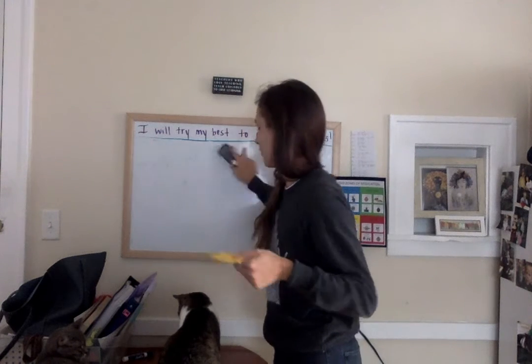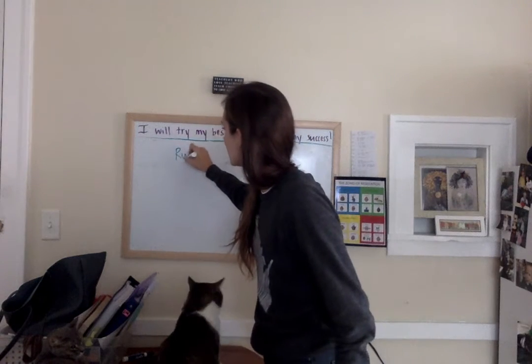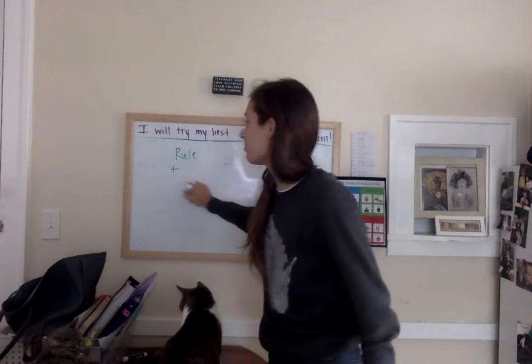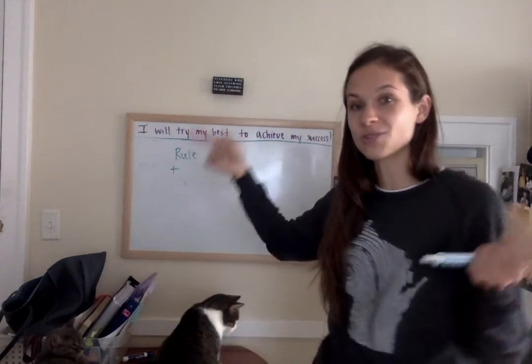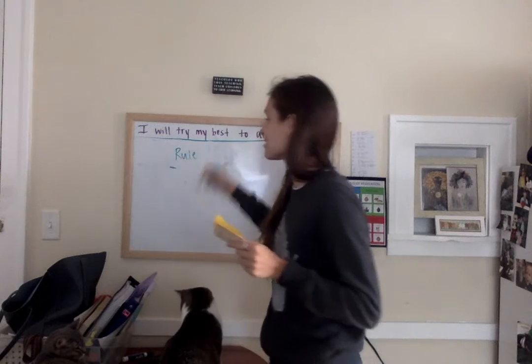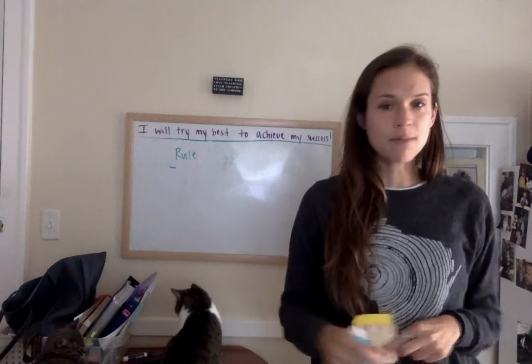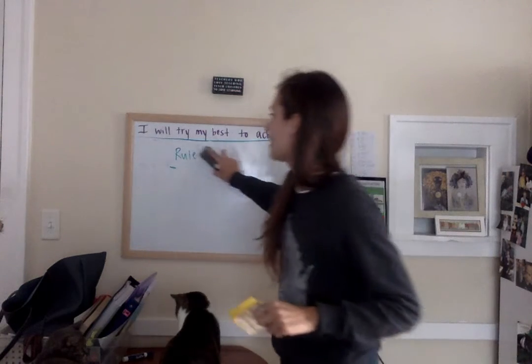I have another review question for you. What does the plus sign mean? If there's a plus sign in front of a rule, so if it says rule and it says plus and a number, what does that mean? What type of pattern would that be? A growing pattern, right? And what if there is a minus sign or a subtraction sign? What kind of pattern would that be? A shrinking pattern, right?